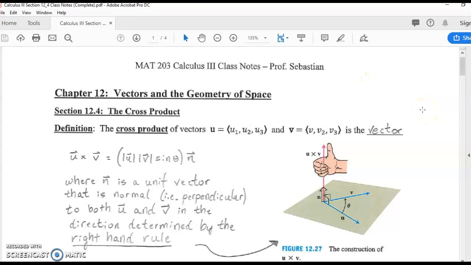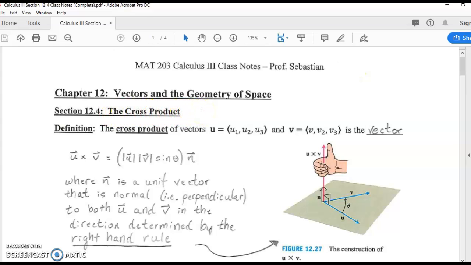We continue our study of Chapter 12, Vectors in the Geometry of Space. Really, we're not getting into the Calculus 3 material yet. We just have to have a good understanding of how vectors and space geometry work before we can really get into the calculus. So in section 12.4, we're talking about the cross product.